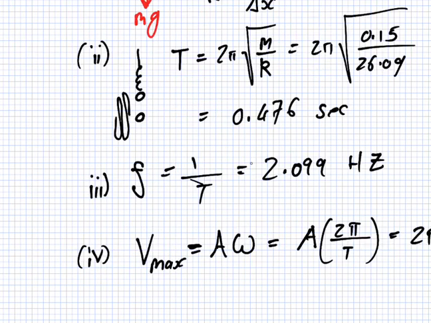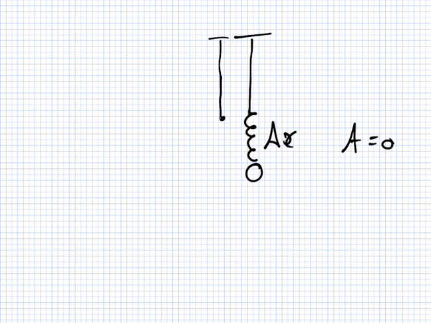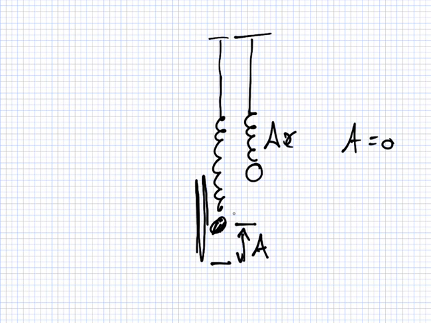So maybe just to clear this up here on the side, if you have a spring here, and this is the extension, and it's not moving, the amplitude is 0. And then if you move the spring to here, and it starts going up and down like this, then the amplitude is this distance here.